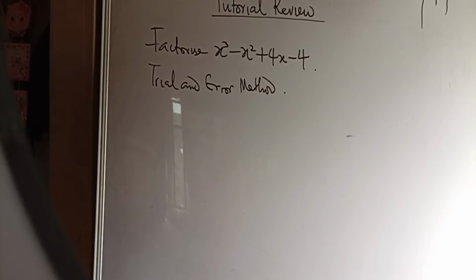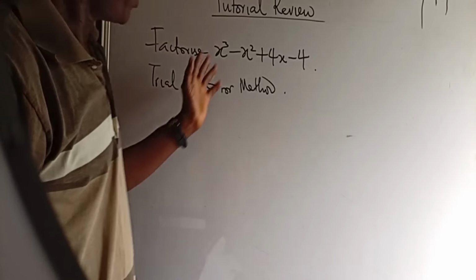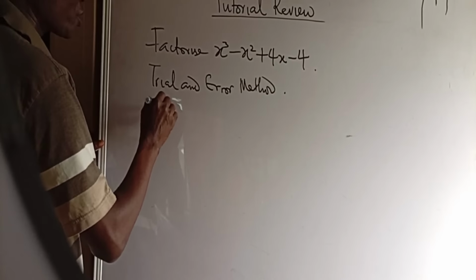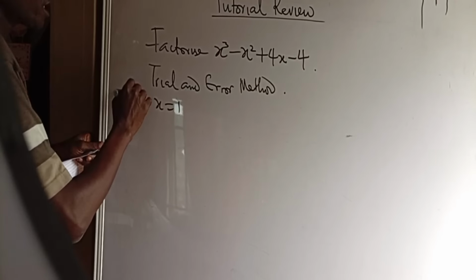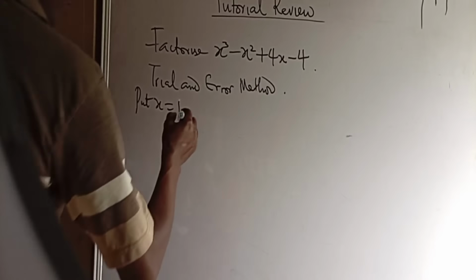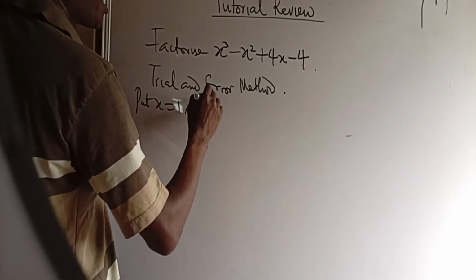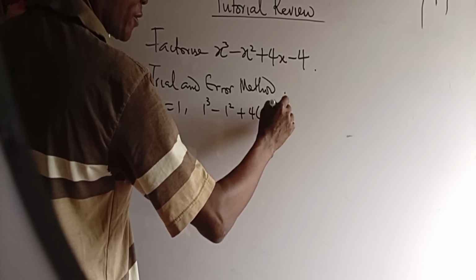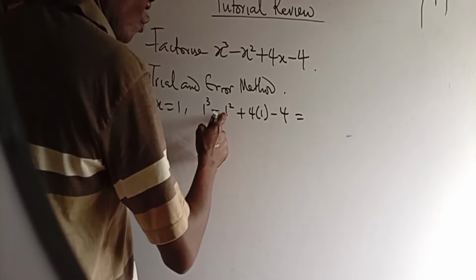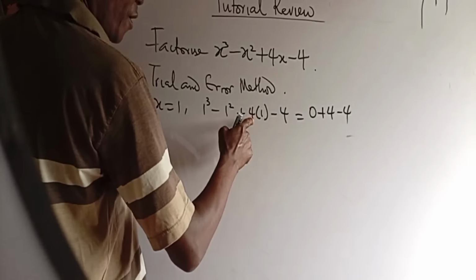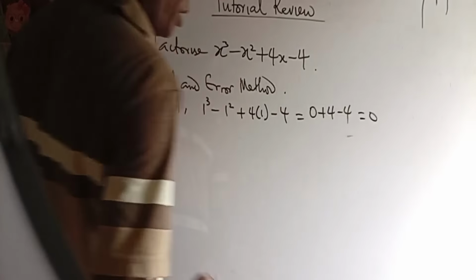So in this case, let's use the trial and error method to find a factor of this polynomial. Let's put x equals 1 into this polynomial and see what happens. That's why we call it the trial and error method. We have 1 cubed minus 1 squared plus 4 multiplied by 1 minus 4. 1 minus 1 is 0. 0 plus 4 minus 4. 4 times 1 is 4, minus 4 is 0. Beautiful.